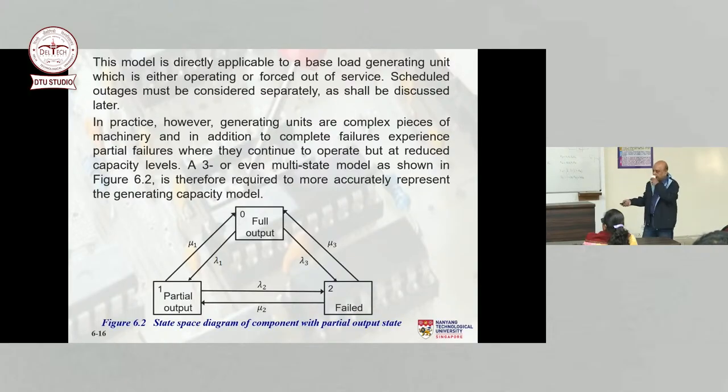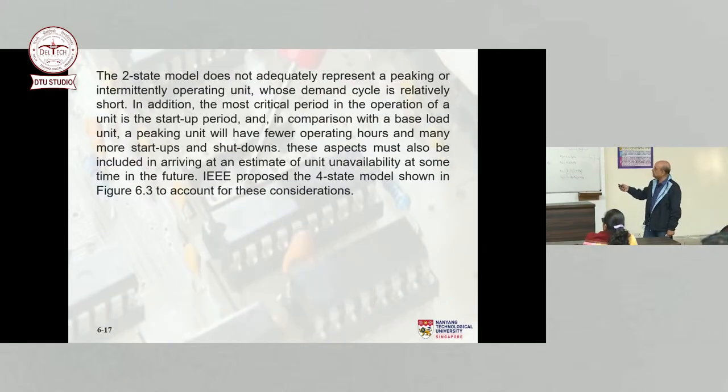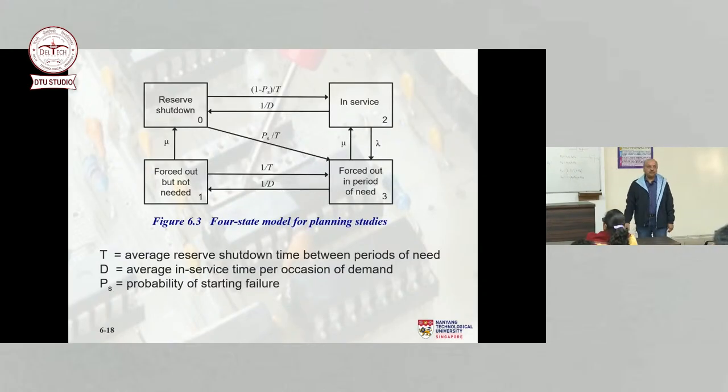We can use that, and a little later I will show you one numerical example where we have the derated state as well. So the two-state model does not adequately represent a peaking unit, as I mentioned just now. So the IEEE has come up with this model, the four-state model, for a peaking unit or a unit which works intermittently, doesn't work continuously. It's used only for peak shaving, usually for short periods of time.